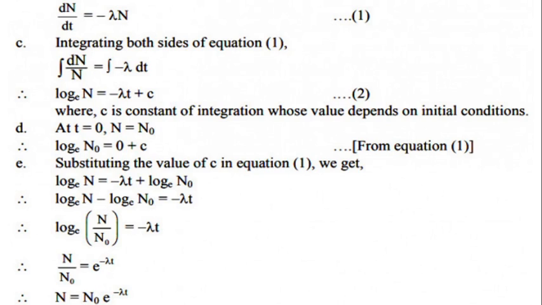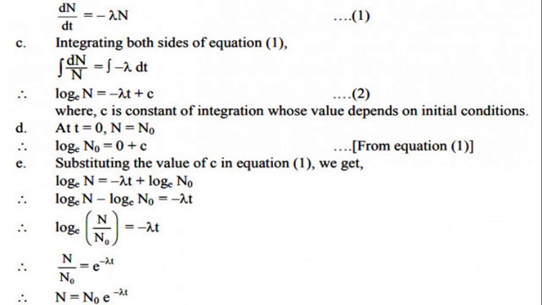What does this mean? N gives you the number of radioactive nuclei at a particular time t, and N0 is the number of radioactive nuclei at a time t is equal to 0. And this N0 is multiplied with an exponential term, that is e raised to minus lambda t. That means the value of N is decreasing exponentially with time.